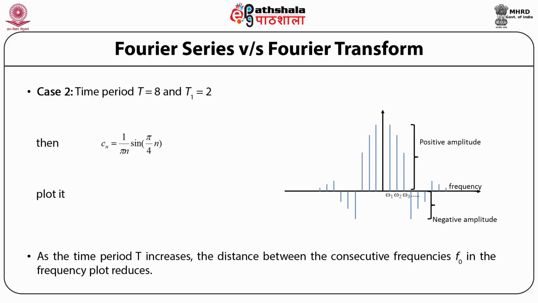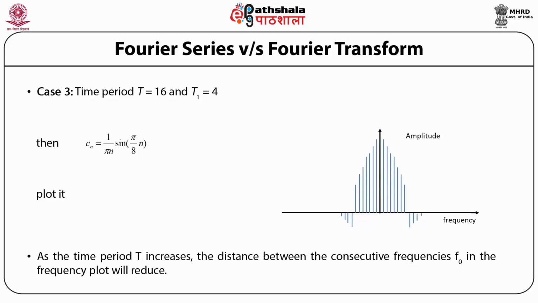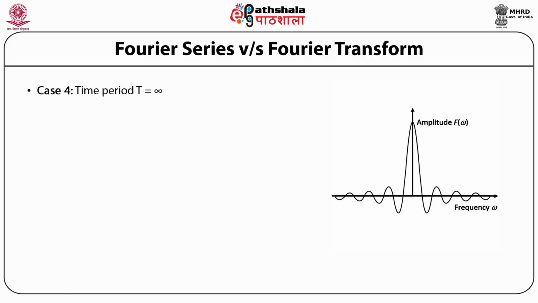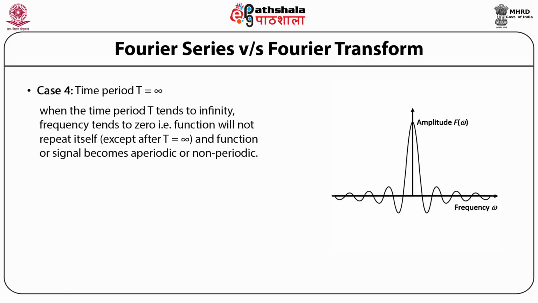For time period of 16 and t1 equal to 4, let us see a few cases. In this third case, we can see the number of solutions, the frequencies, are increasing. Let us assume the time period T, which is equal to 16 in the previous slide, now tends to infinity. Then the frequency will tend to 0. That is, the signal will not repeat itself, and the function or signal becomes aperiodic or non-periodic.